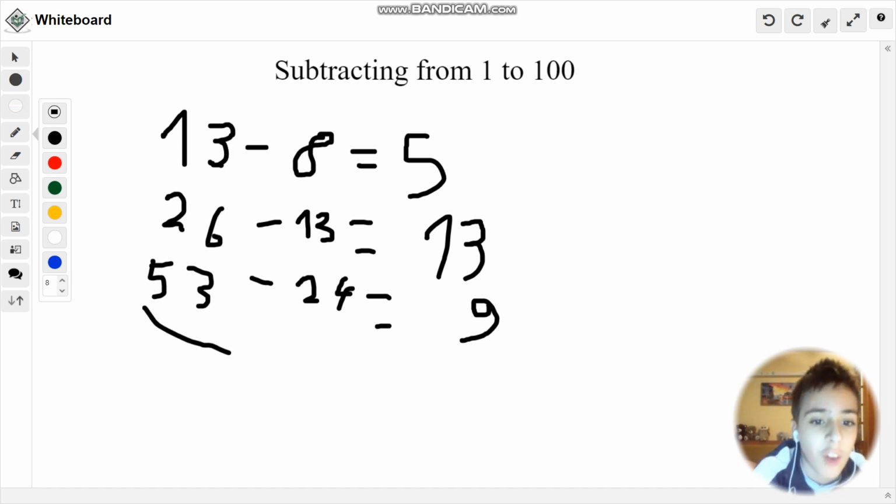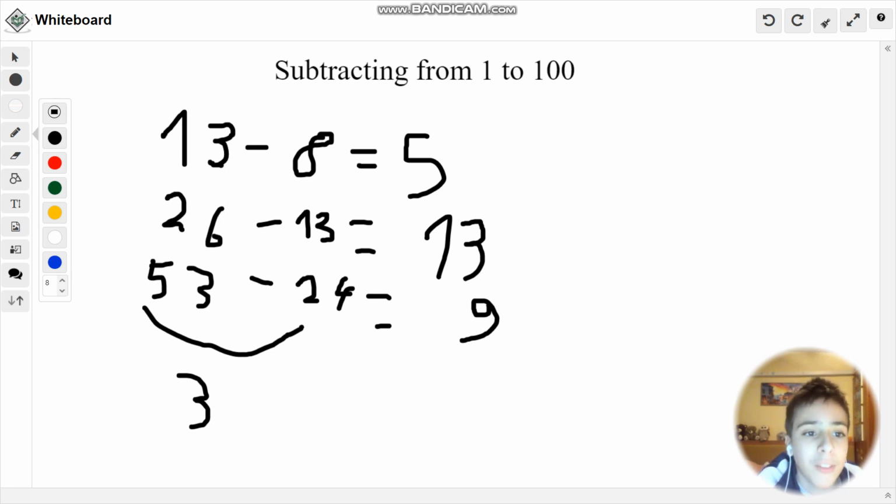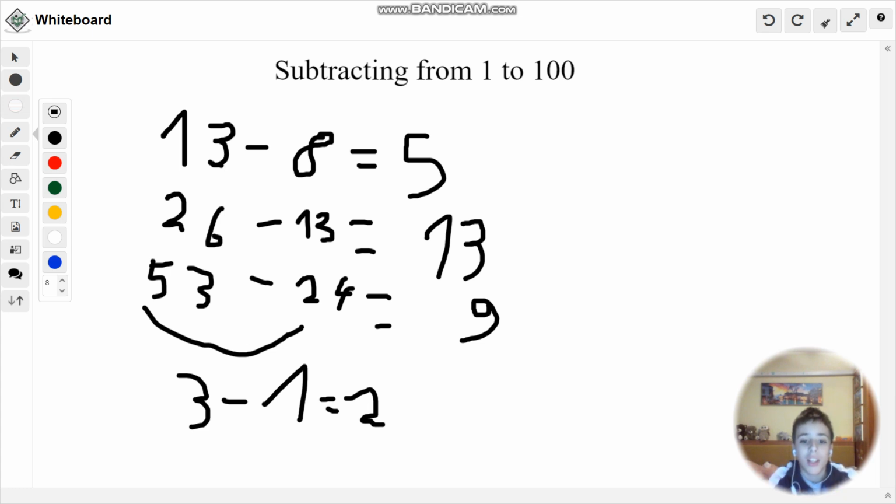Now we do 5 minus 2, which gives us a 3. But because of the previously sacrificed digit, due to 4 being bigger than 3, we have to take 1 out of the 3, which gives us a 2. So the answer is 29.